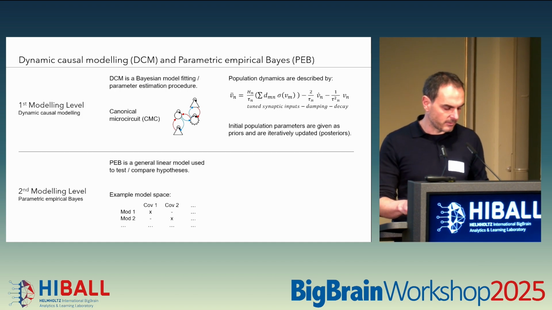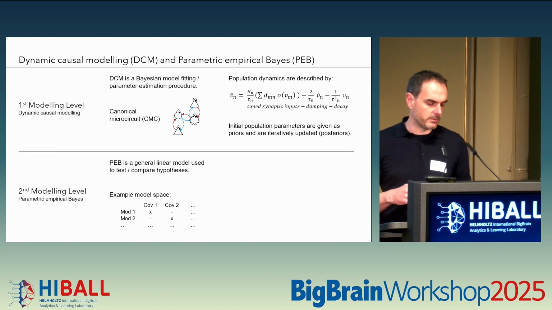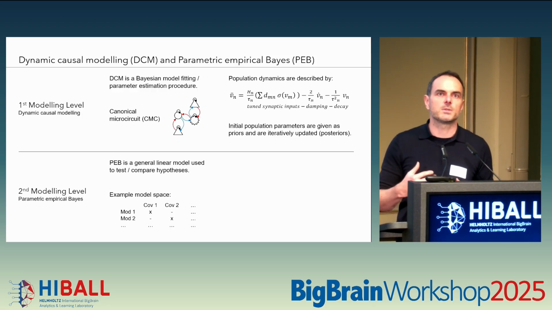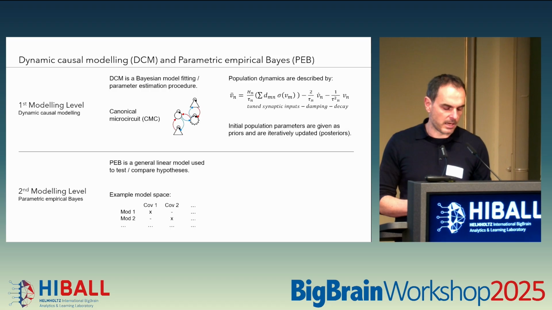And then in the second level, we can use covariates, and in our case we use different neuroreceptor densities and relate them to a specific model. For example, model 1 can have the covariate of only AMPA receptors, and then covariate 2 could be NMDA receptors as well. This makes up our model space, and I will illustrate this further down in the talk.